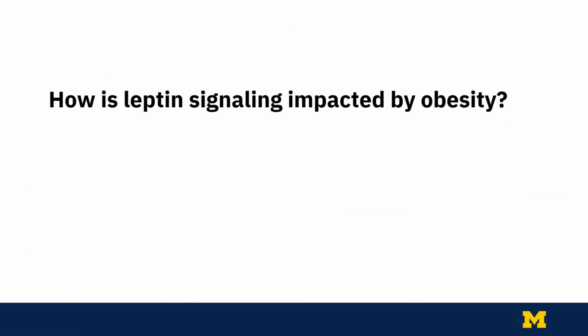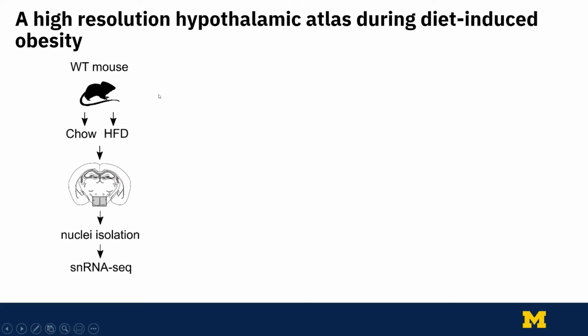So now that we know the baseline leptin transcriptome, and we've identified a wide variety of leptin receptor populations, we wanted to know what's happening to leptin signaling during metabolic states such as obesity. So to address this, instead of using our SUN1 approach, we turned to using wild type mice that were maintained on either chow or high-fat diet.